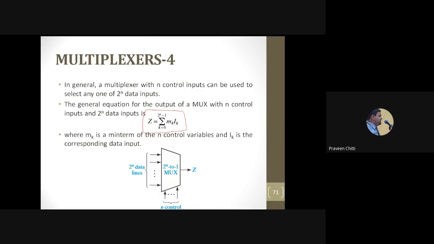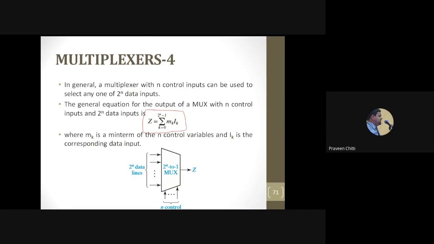M0 is a product term, a min term: A bar, B bar. Exactly right. Similarly, M1, what can you write? A bar B. M2, A B bar. And M3, A B.